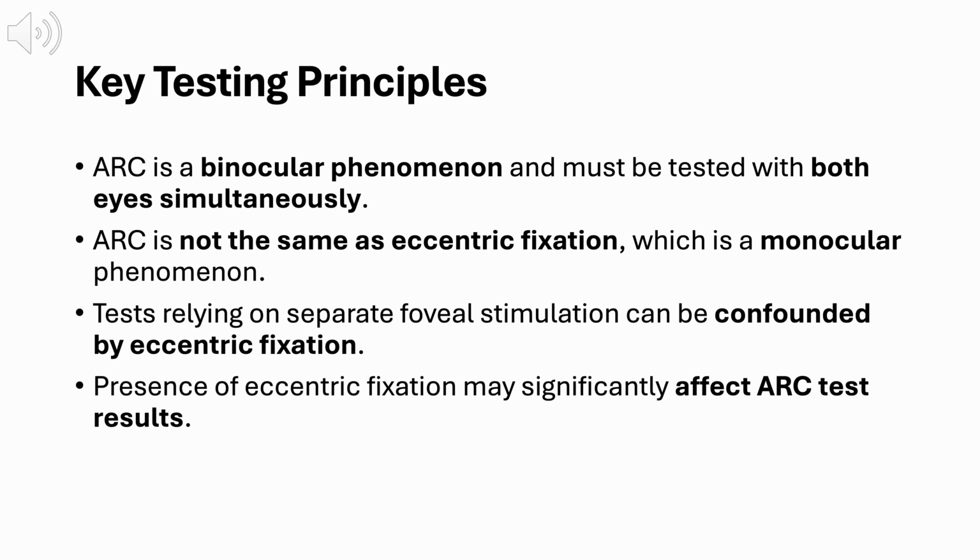This distinction matters because tests that rely on separate foveal stimulation can be misleading if eccentric fixation is present. In those cases, what looks like abnormal correspondence may simply be the amblyopic eye using a non-foveal point to fixate. So the key takeaway is this: eccentric fixation can significantly affect ARC test results, and if you don't account for it, you can draw the wrong conclusion about the patient's true binocular sensory state.